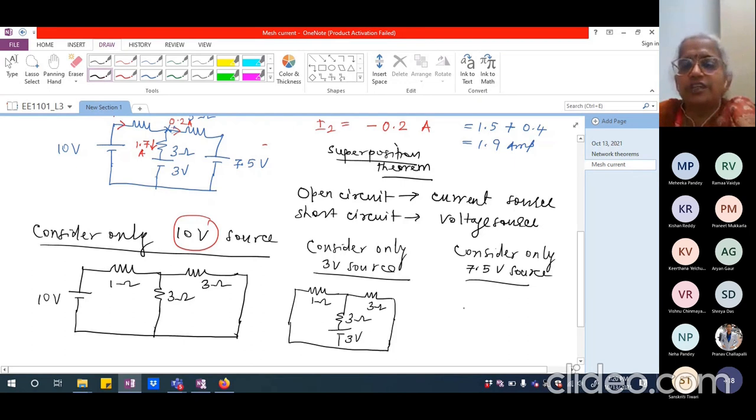Now the third one, when I consider, I'm going to have 1 ohm here. This is short circuited. This is 3 ohm. This is also short circuited. And I'm going to have 3 ohm and 7.5 volts.